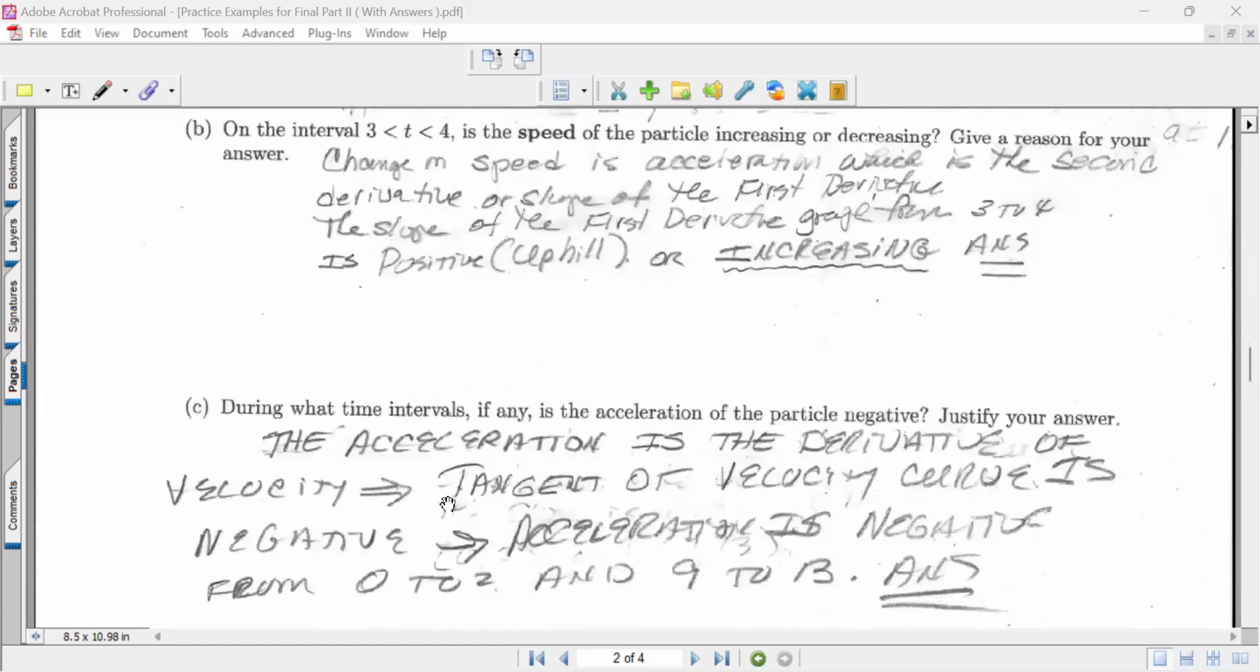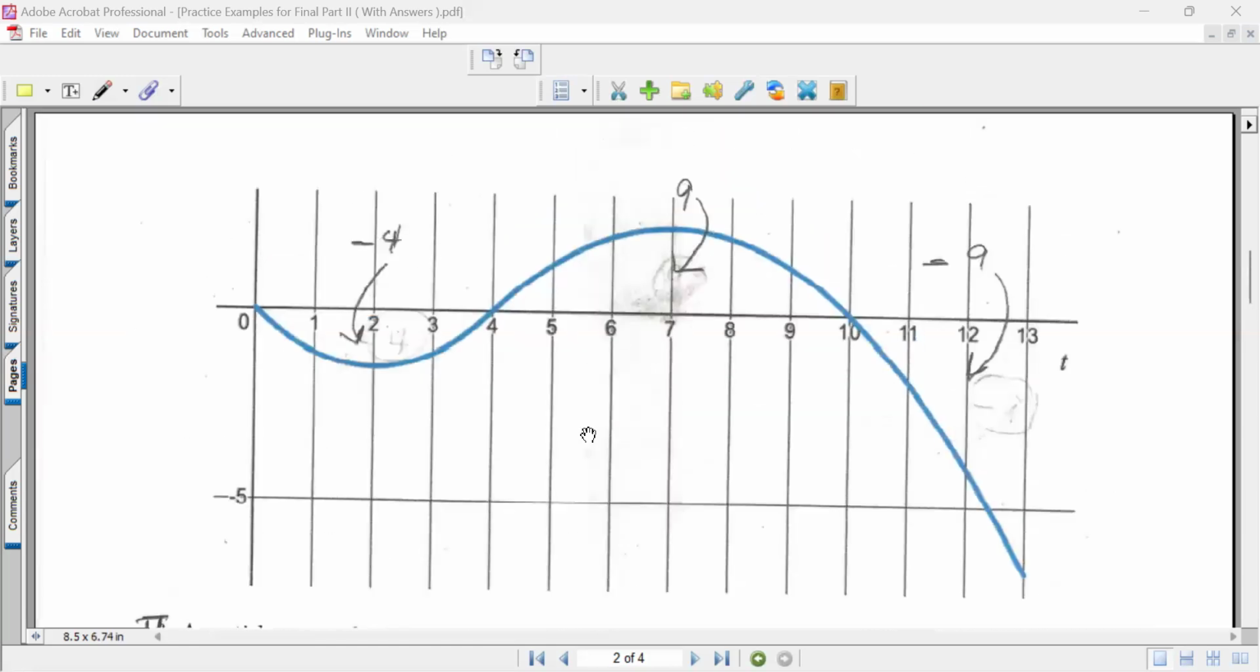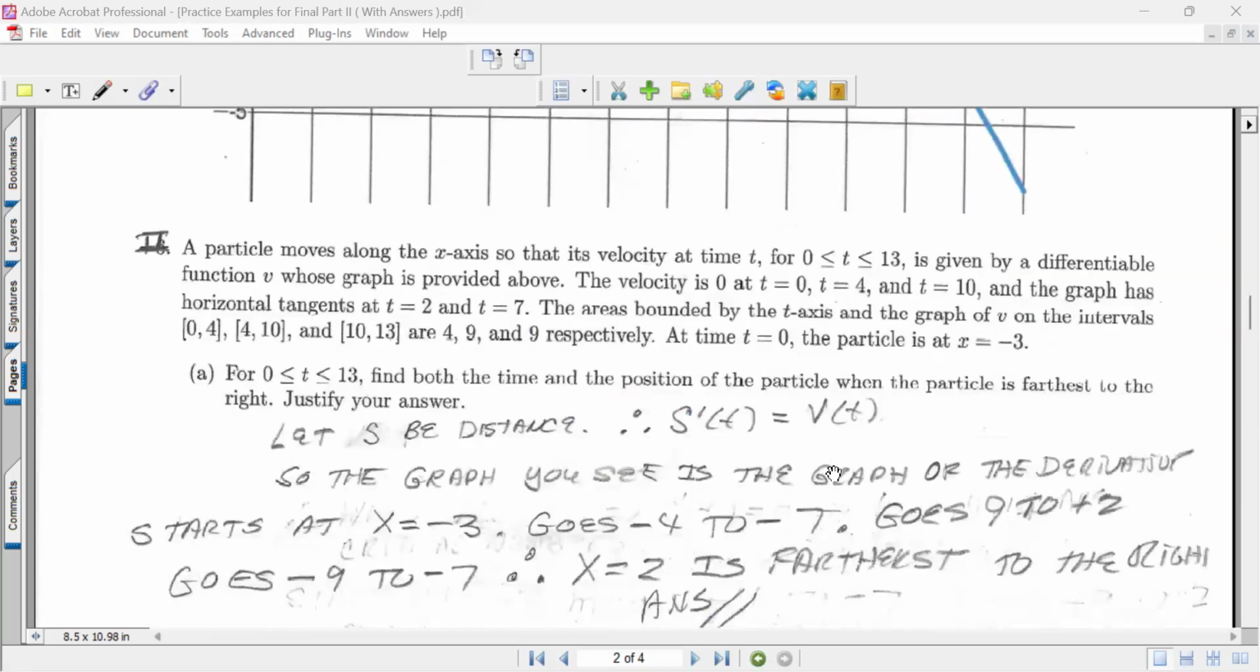what we just answered. C part of this, during what time interval, if any, is the acceleration of the particle negative? Now, acceleration, that's the second derivative. In other words, when is the slope negative? The slope of this graph, the tangent, is negative from 0 to 2 and from 9 to 13.